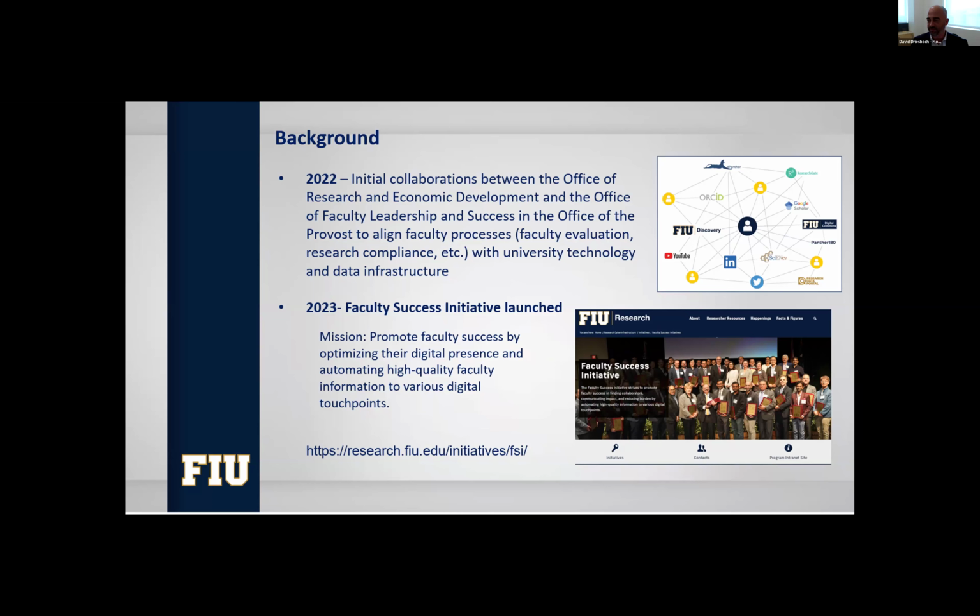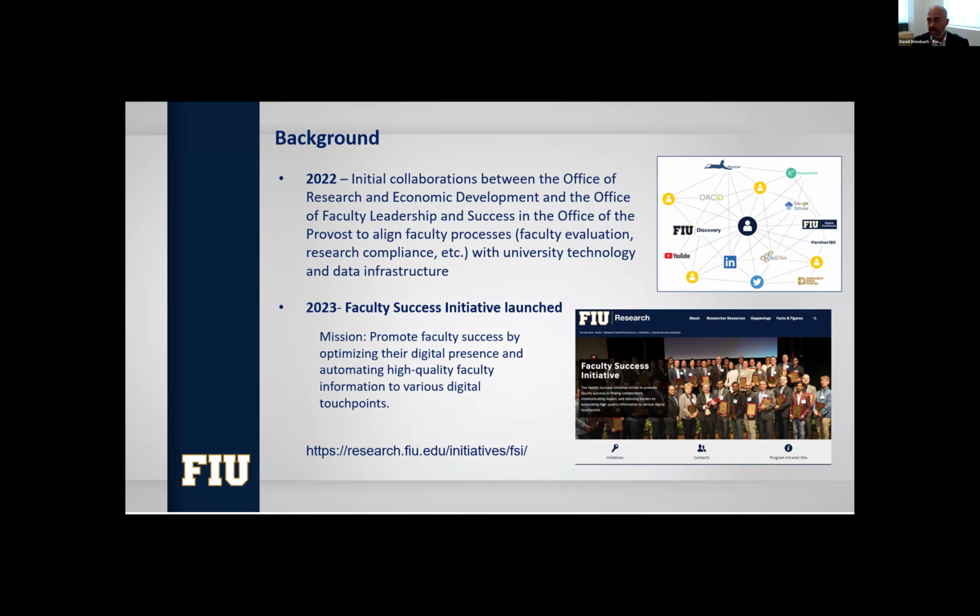The idea was helping faculty to get more awards, to be more visible, to be more successful. And the bottom line was, of course, helping FIU for the rankings. It all depends on how the faculty data is perceived by those databases. So it started with optimizing their digital presence.